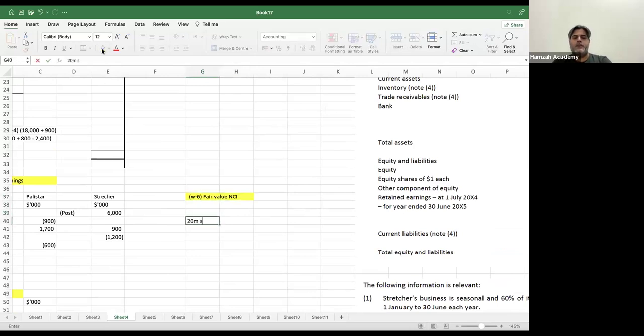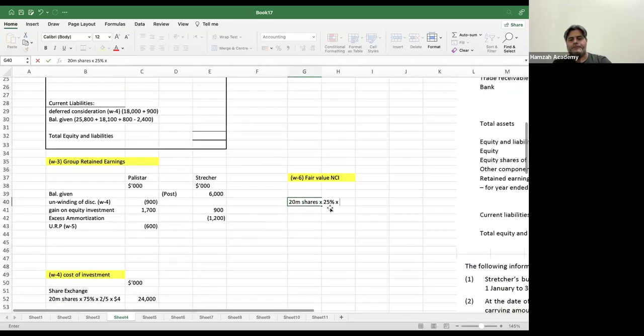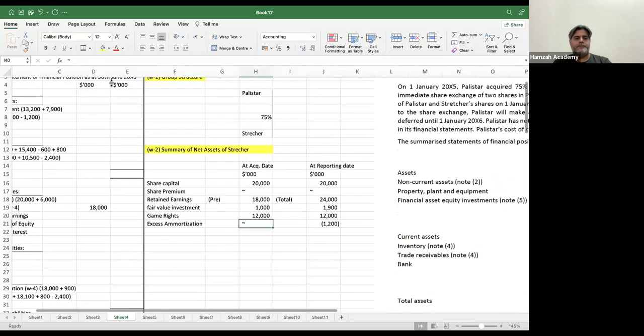That's going to be 20 million shares. 75 is mine, so 25 is there. So 25% into the value share of the subsidiary is $3, 15,000, right? Okay. So this is what the whole picture is about. Now I'm going to go over here. Let's do the totals.